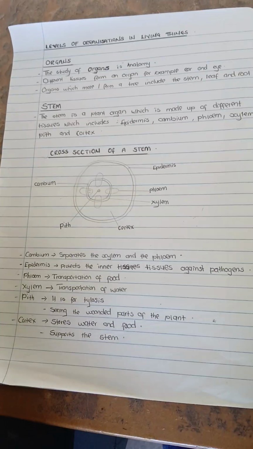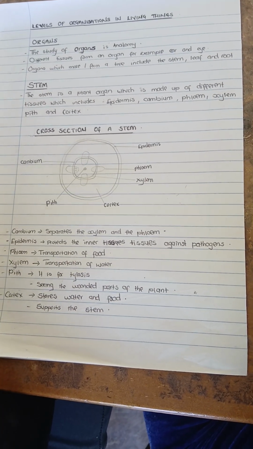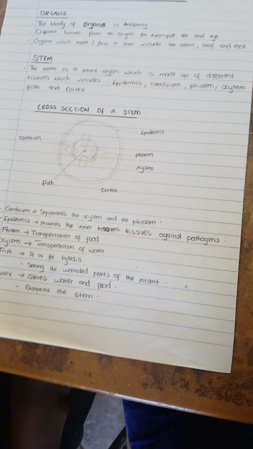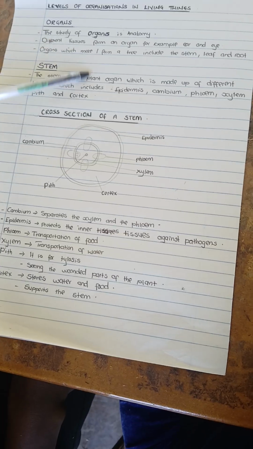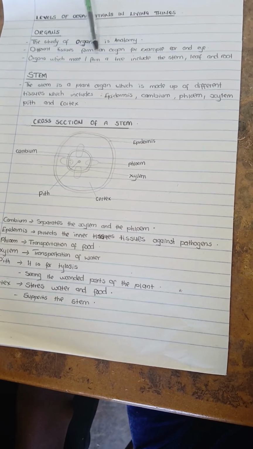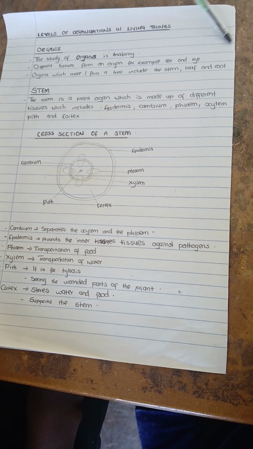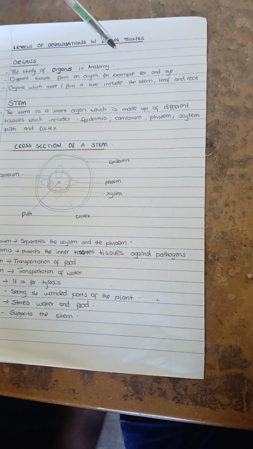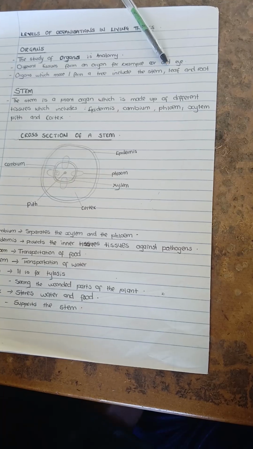Tissues are defined as a group of identical cells performing the same function. These tissues also combine themselves to form what? Organs. The study of organs is called anatomy. We have different tissues which make up an organ, for example the eye and the ear. Organs which form a plant include the stem, leaf, and the root.